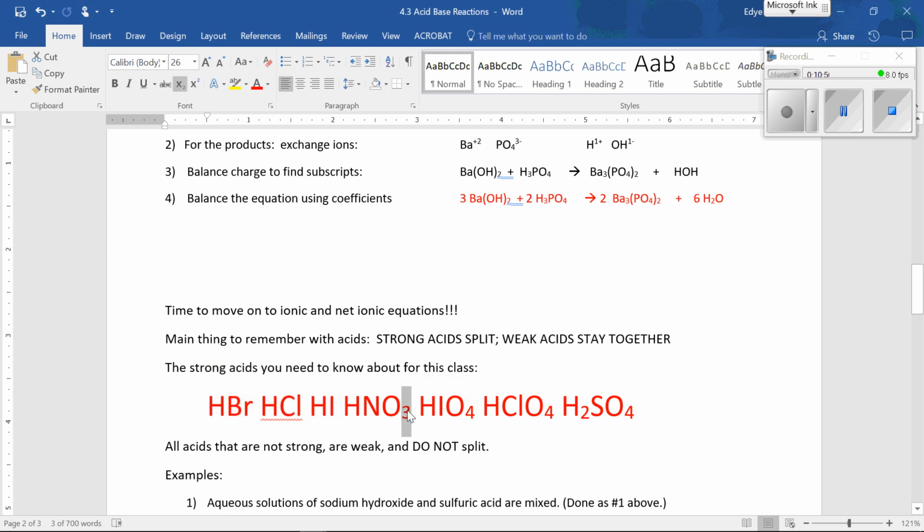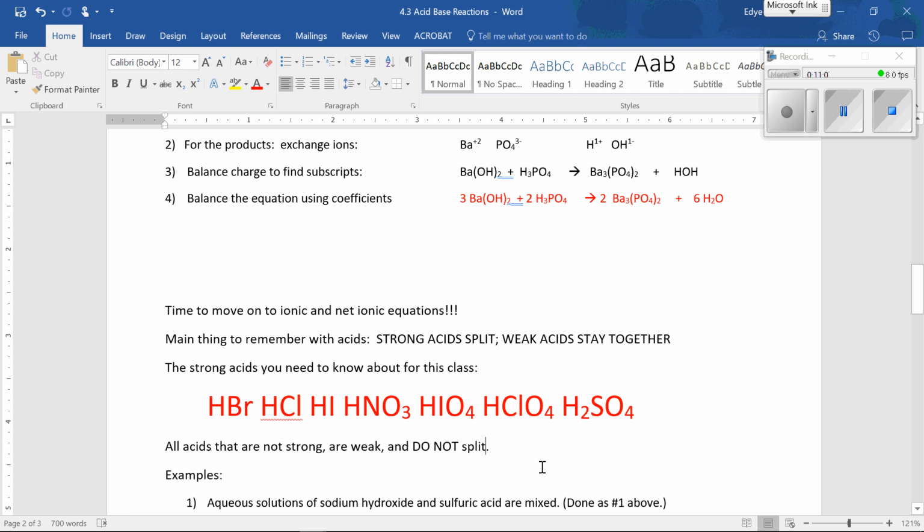So 3 on each side of the HNO3, and the HNO3 has 3 oxygens. So there's 3 strong acids to the right of HNO3, 3 strong acids to the left of HNO3, and the middle one has 3 oxygens.